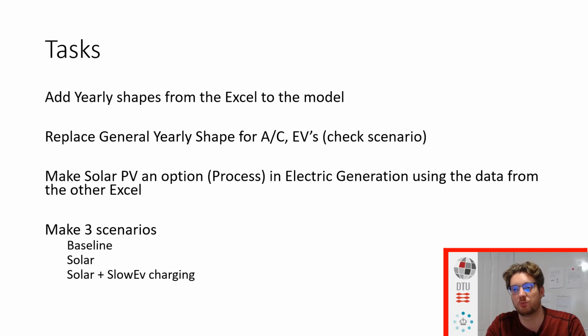Then you also need to make solar PV an option, meaning you have to make it as a new process in the electric generation down in transformation, using the data from the other Excel, the one called, I think, solar PV. Then you need to make 3 scenarios: a baseline, solar, and solar plus slow EV charging.